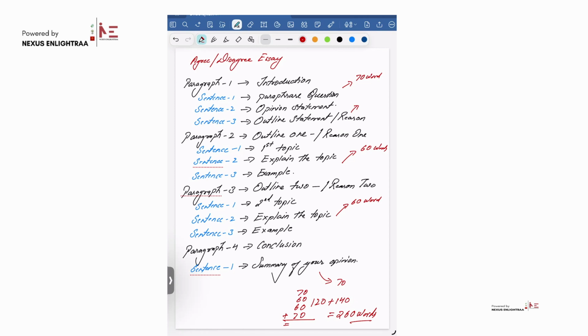So when you're writing this essay, make sure that it is well balanced. You have paragraph 1, which goes for 70 words, paragraph 4, which goes for 70 words, and try to write the middle paragraphs in 60 words. And if you follow this sentence by sentence layout of writing the essay, it usually balances, give or take a couple of words. Usually it will remain within 250 to 260 words.